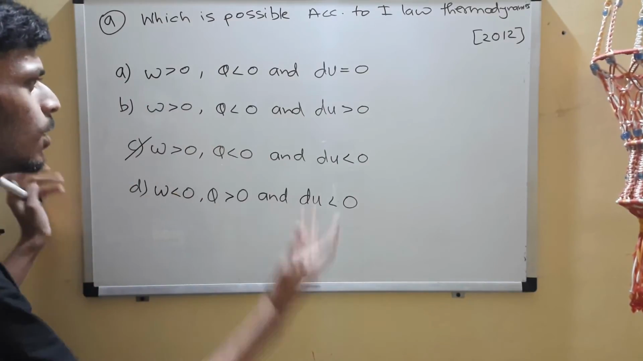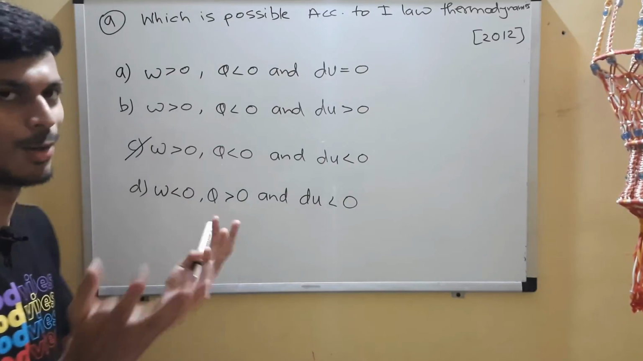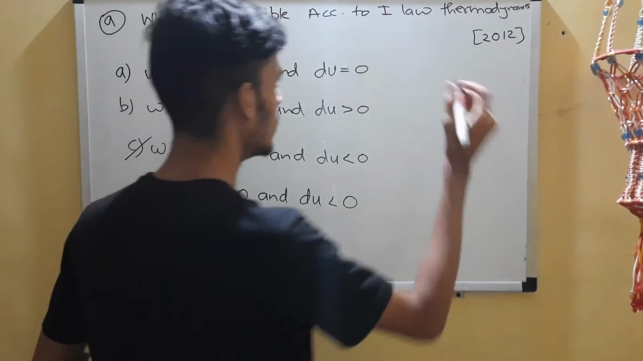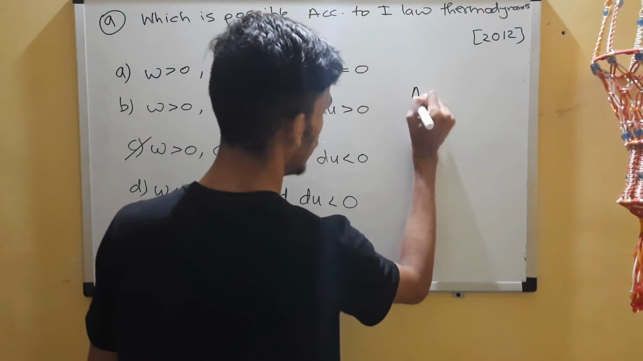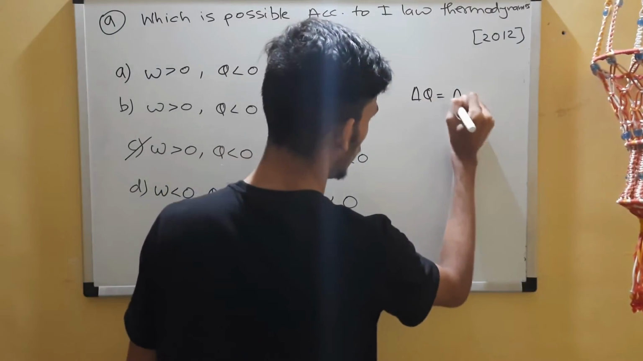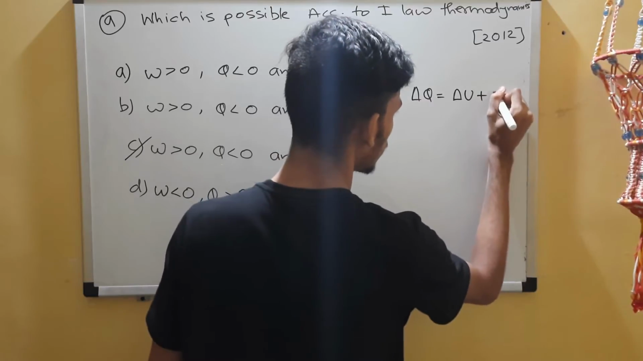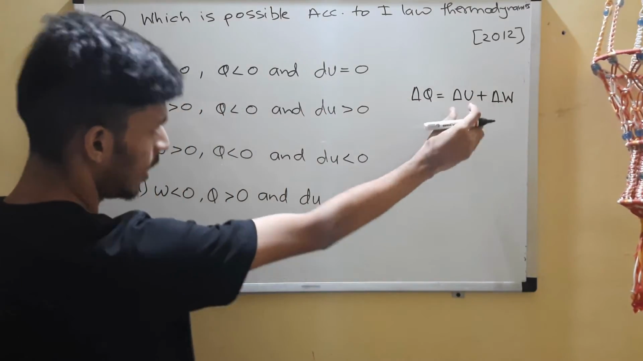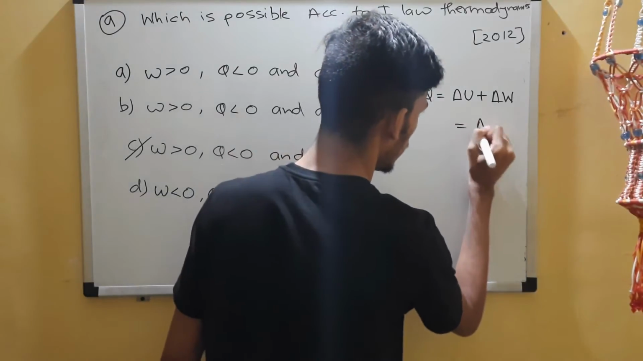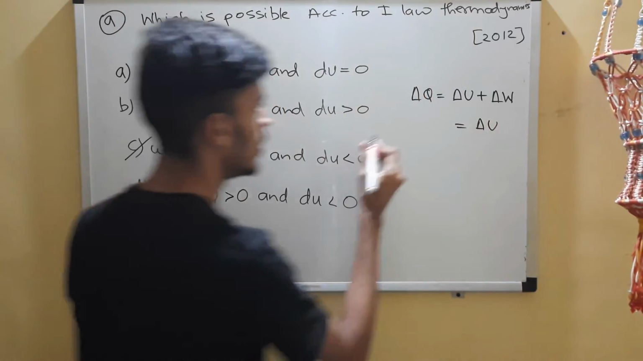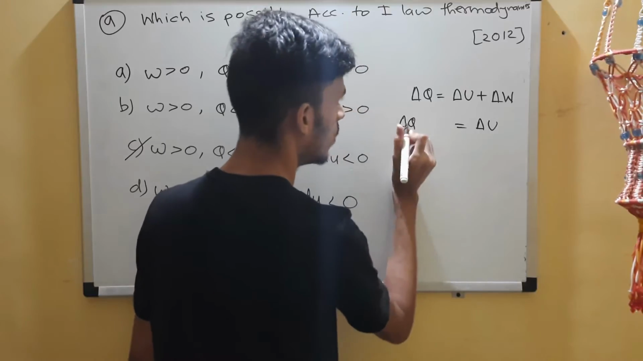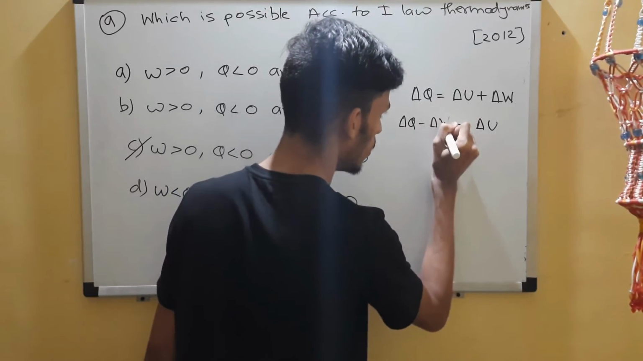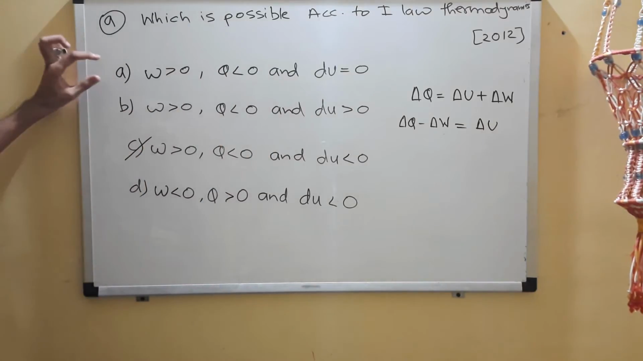We did it without touching the board. Okay, almost without touching the board. Now let's do it by the formula way. We'll use the first law of thermodynamics: delta Q is equal to delta U plus delta W. Since everything is given in terms of internal energy over here, delta U equals delta Q minus delta W. So take case 1 and we'll get our answer directly.